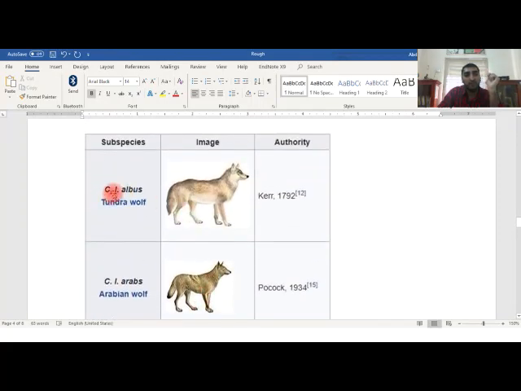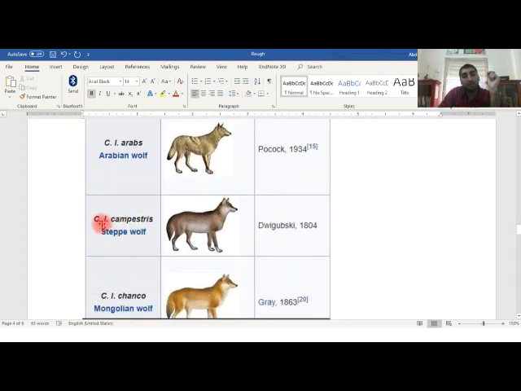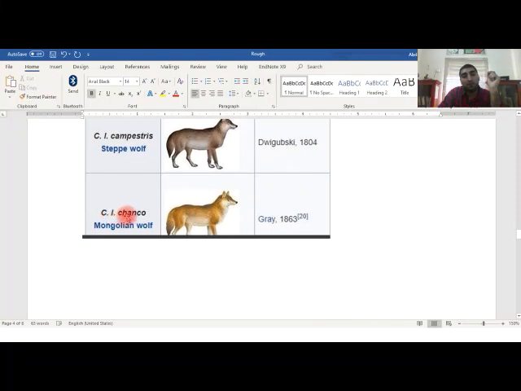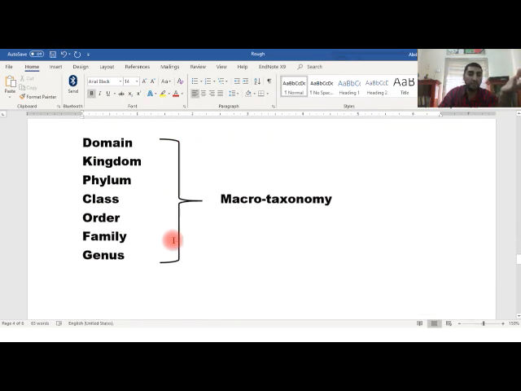This is Canis lupus albus. This is called tundra wolf. And this is Canis lupus erbus, Arabian wolf. Canis lupus campestris, steppe wolf. Canis lupus chenko, Mongolian wolf. Canis lupus italicus, Italian wolf. Or Canis lupus lupus, jo hai isko normally Eurasian wolf kehte hain, ye common wolf hai, ye baki jo hai phir iske subspecies aa jate hain.